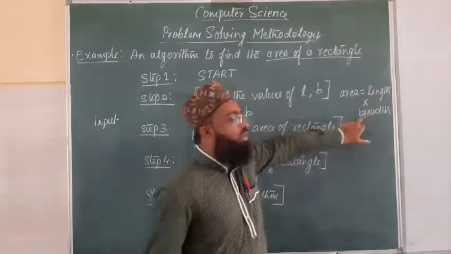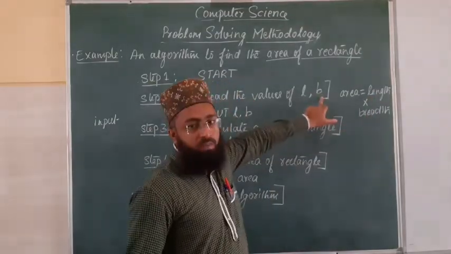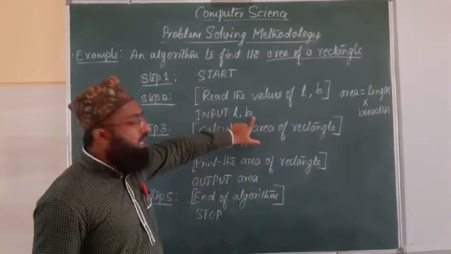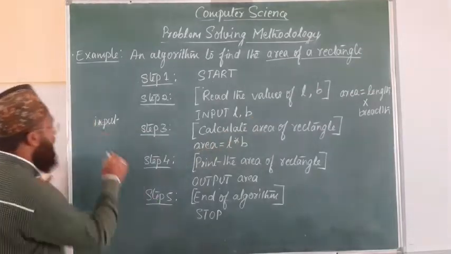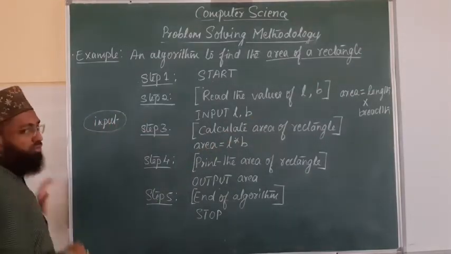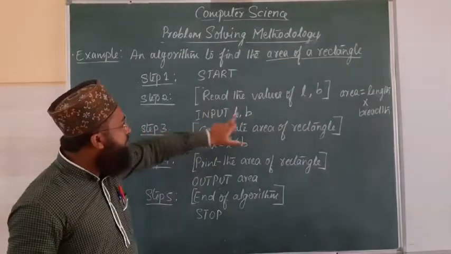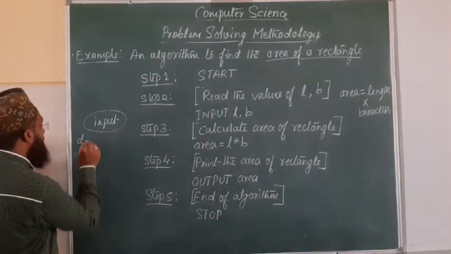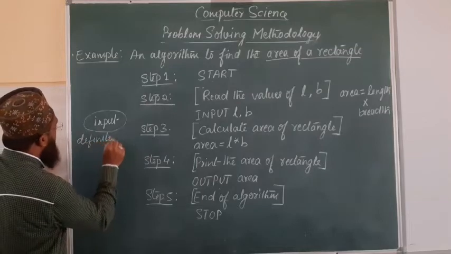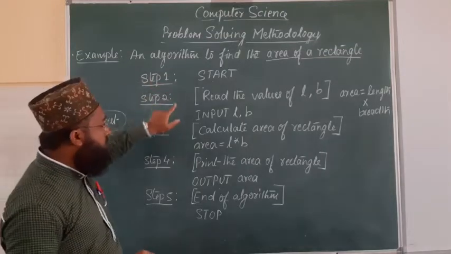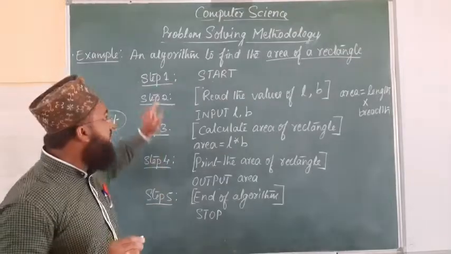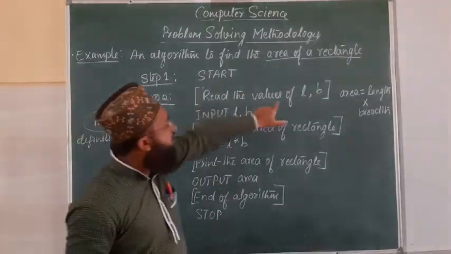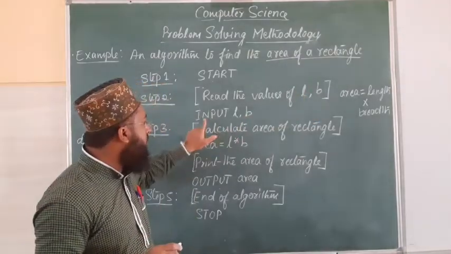We have taken length and breadth as L and B. To write this algorithm, we have to input 2 values, L and B. So the first characteristic of an algorithm, input, is covered, because we have taken L and B, length and breadth, as input. Then definite means each step should be clearly explained. Step 1 is start, and step 2 reads the values of L and B, that is giving input.